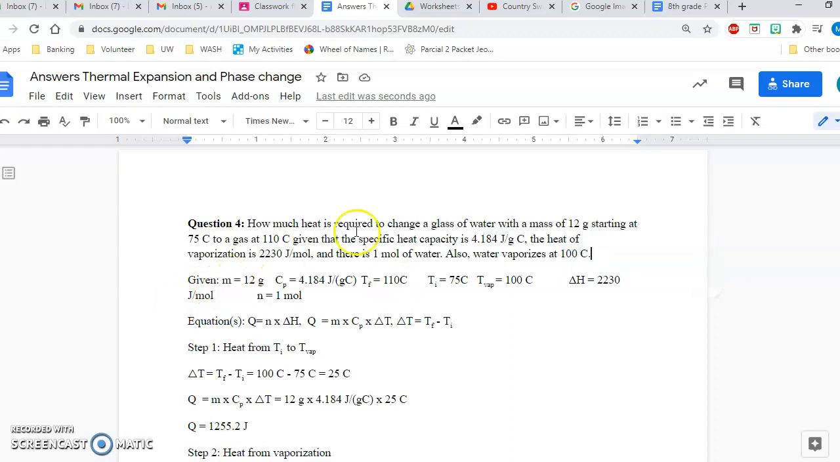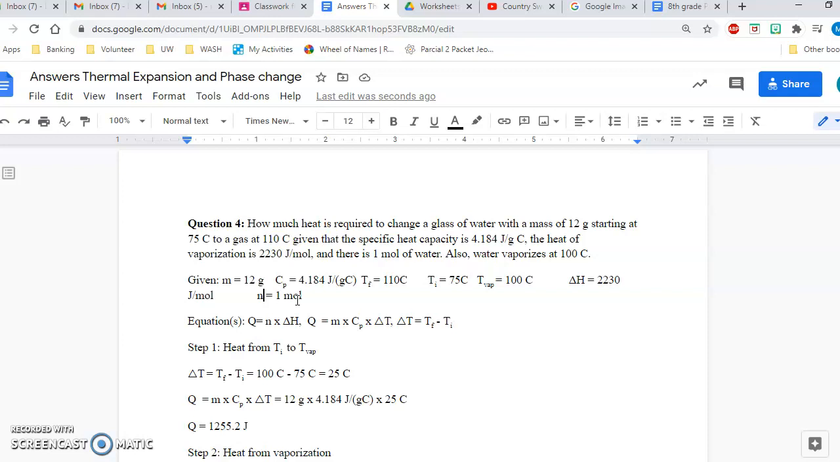So if we walk through this, our M is going to be 12. Our heat capacity is this 4.184. Our temperature final, where we're going to stop at, is 110. We're going to start at 75. And this T vaporization is a new term, but that's where water vaporizes, which is going to be 100. And then the last few things, our delta H is our heat of vaporization, and we have 1 mole. N stands for the amount of moles.